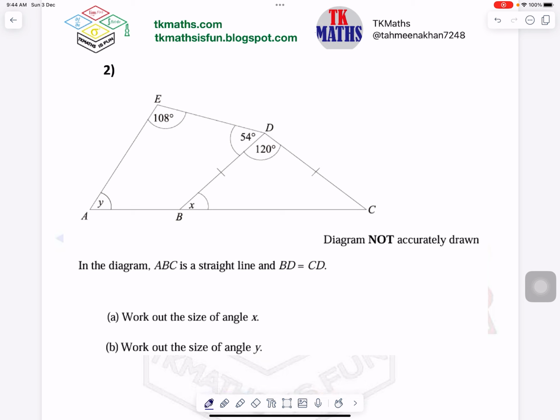Now the question is saying in the diagram ABC is a straight line. Always read the question carefully. Do not get frightened of the look of the question. Once you start looking at it closely, one part at a time, it will look very easy to you. So ABC is a straight line and BD equals CD. So again, in triangle DBC, I'm talking about this one, two sides are equal. Again, it means it is an isosceles triangle. It means if this is x, then this is also x. Now the question is saying work out the size of the angle x.